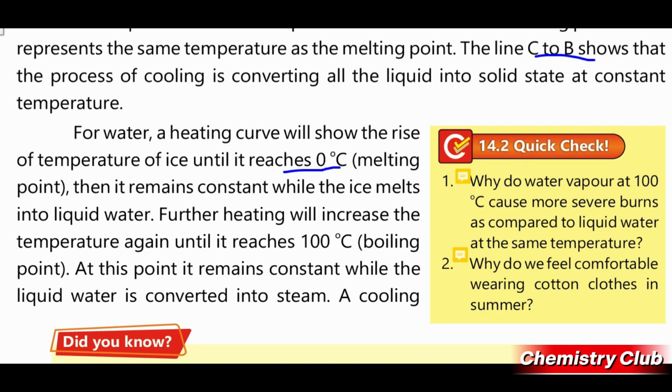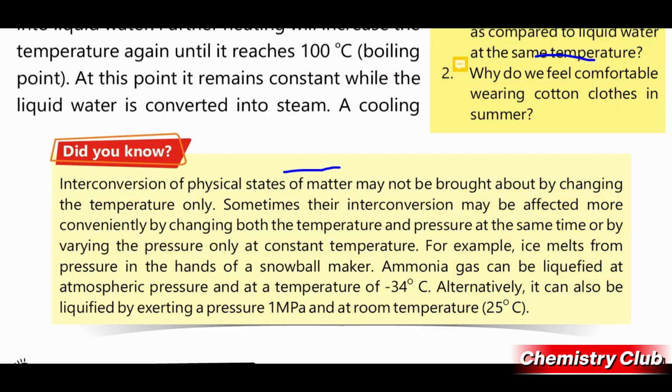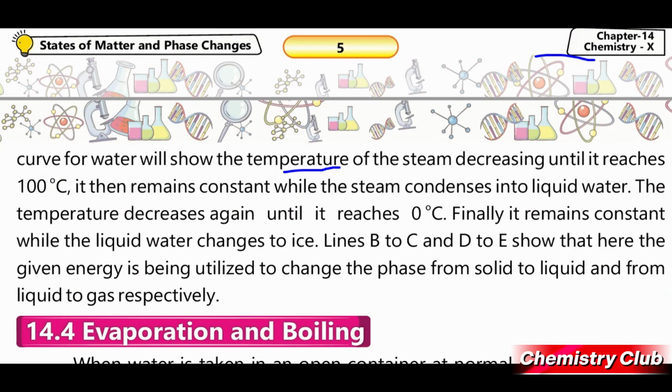A cooling curve will show the temperature of steam decreasing until it reaches 100 degrees Celsius. Then it remains constant while the steam condenses into liquid water. The temperature decreases again until it reaches 0 degrees Celsius. Finally, it remains constant while the liquid water changes to ice.